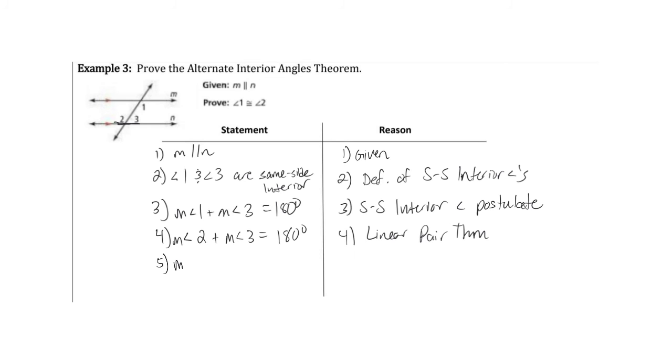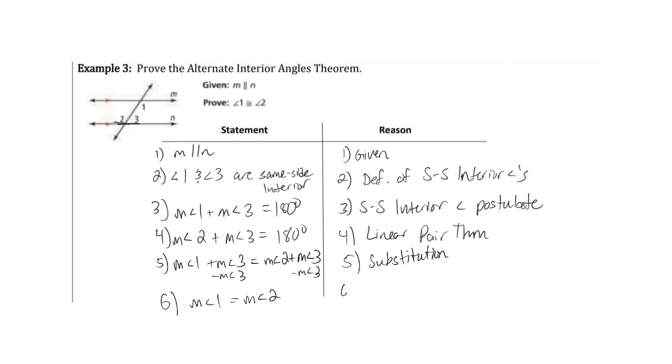We can say the measure of angle 1 plus the measure of angle 3, from our statement 3, is equal to, because they both equal 180, we can substitute them in, the measure of angle 2 plus the measure of angle 3. That's by substitution, or it could also be the transitive property, either one. Then we can subtract the measure of angle 3 from both sides, and we get the measure of angle 1 equals the measure of angle 2. This is our subtraction property of equality.